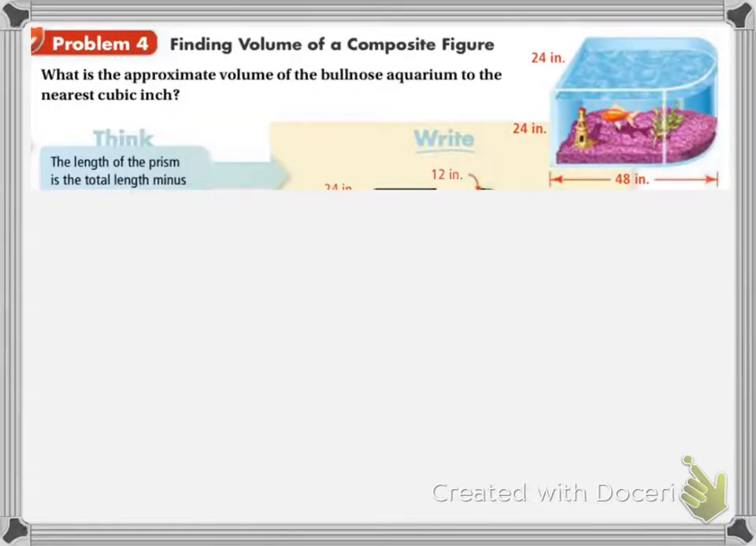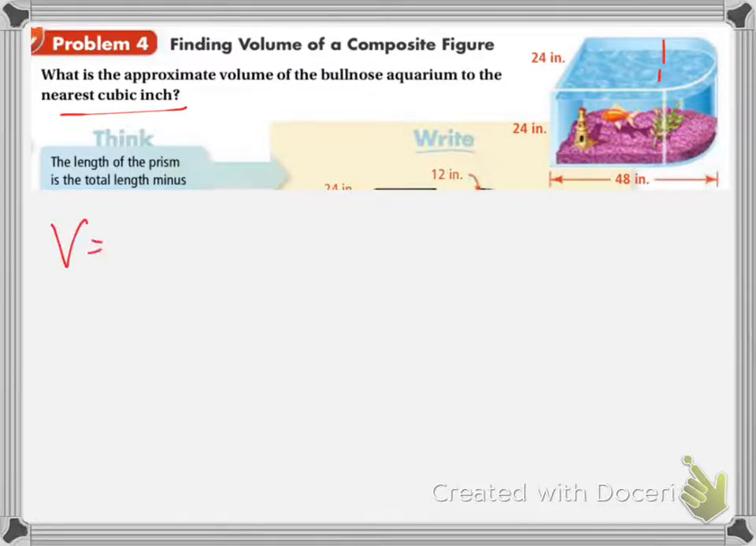Now, problem 4 talks about the volume of a composite figure. And they want to know the approximate volume of the bullnose aquarium to the nearest cubic inch. Okay, so again, keywords here, nearest cubic inch means you're rounding. Well, what kind of figures does this make up? We've got what looks to be a prism here, and then we've got what looks to be half a cylinder. So I'm going to break this up into two things.